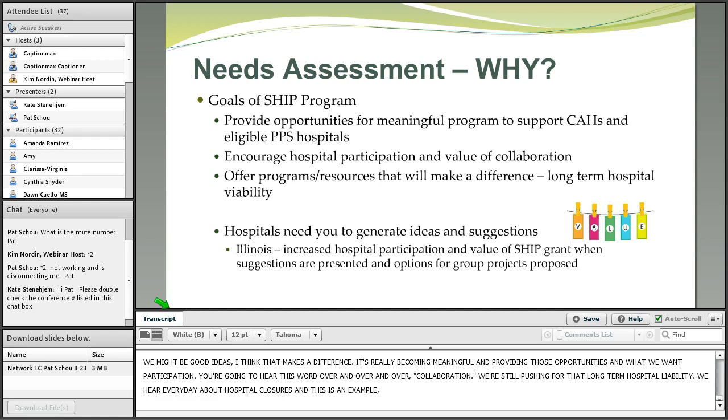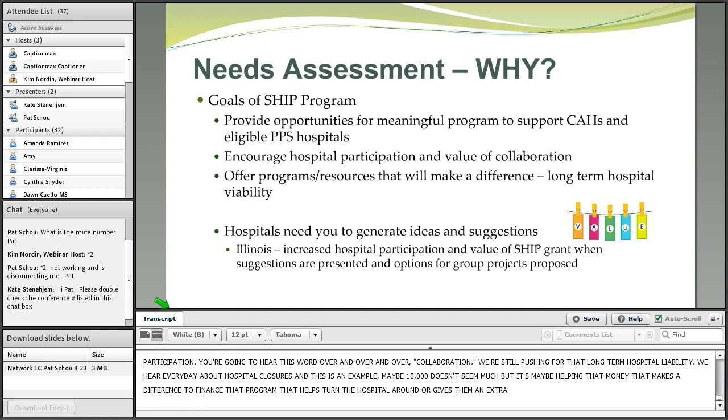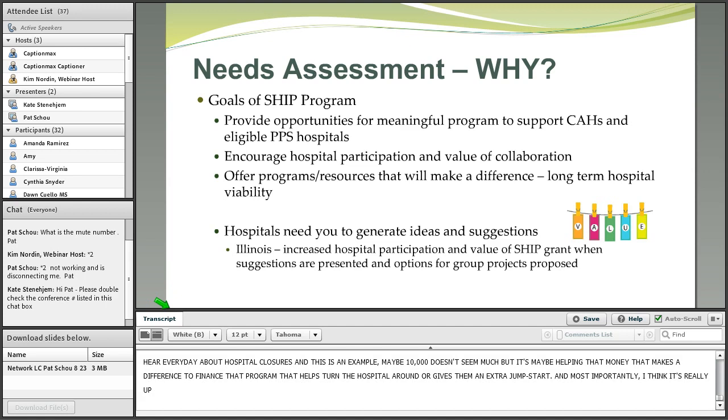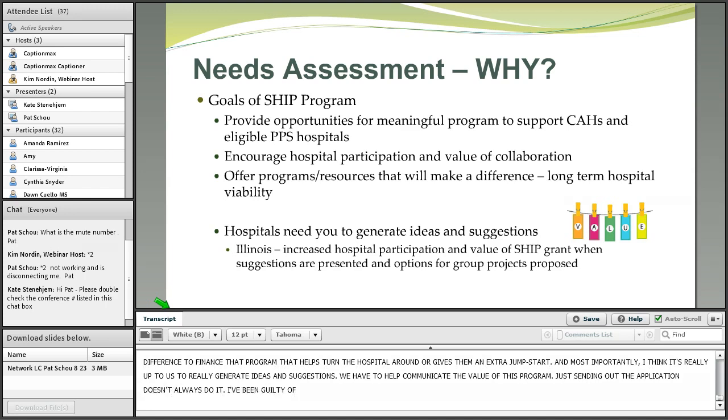So let's talk a little bit about identifying the needs of the process. And we're going to look at that application very shortly. You really have got to get hospital feedback. Several years ago we could just send the information out. The hospitals could just check their box and say, we'll use the money for medication reconciliation or quality improvement or a new revenue cycle management program, and most of the hospitals took the money.